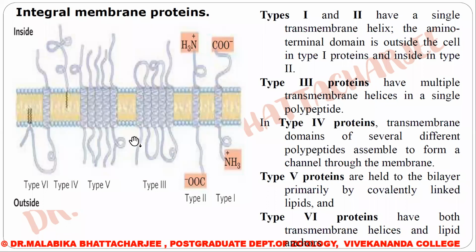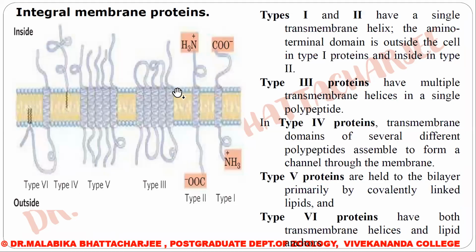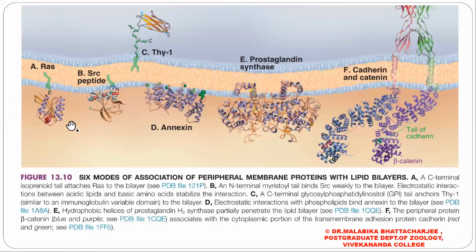There's another, very similar picture. Sorry. So this is the 6 modes of association. So that was how the different integral proteins are present in the membrane. And this is a picture of how the different peripheral proteins are associated with the membrane.